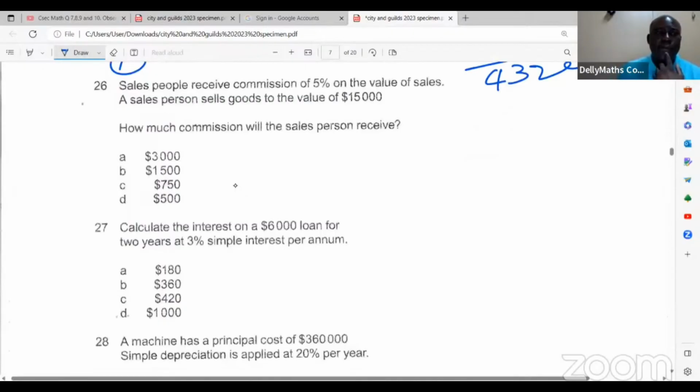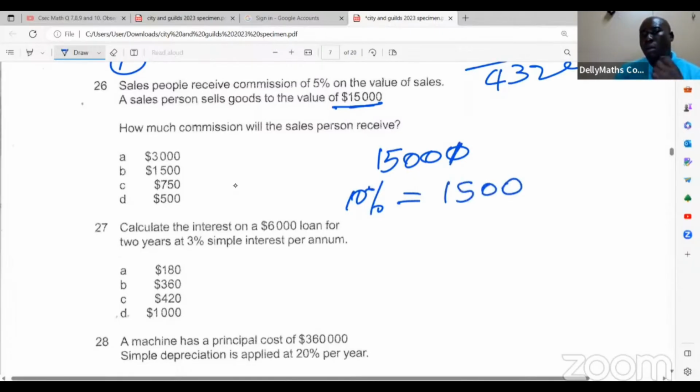All right. This one says, salespeople receive commission of 5% on the value of sales. And the salesperson sells 15,000. How much commission does the salesperson receive? What we can do easily is that 10% means to drop off a zero. So 10% is 1,500. But remember, if you're going 5%, all you have to do is divide this by 2, because 10% divided by 2 is 5%. 1,500 divided by 2 is 750, and here it is.